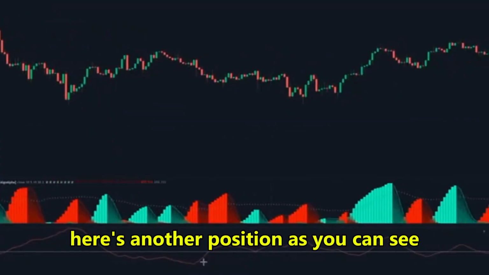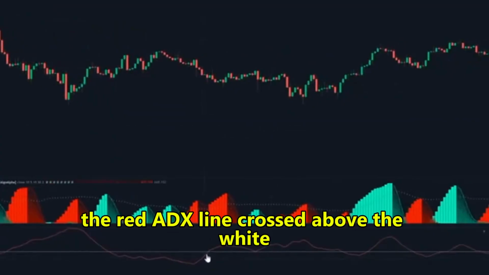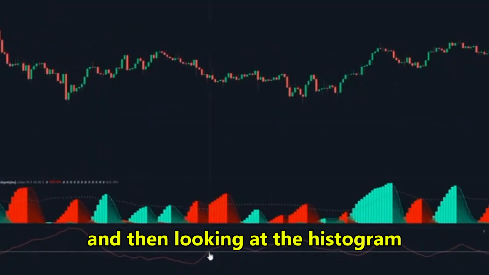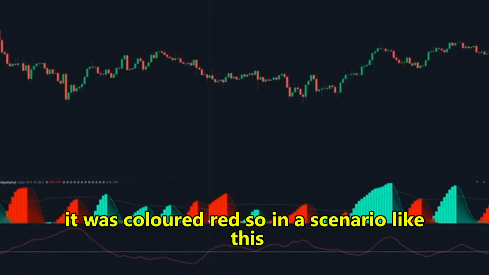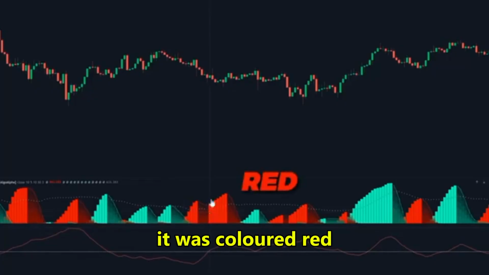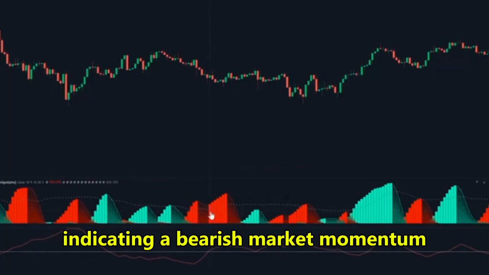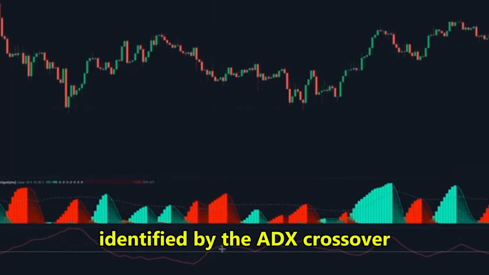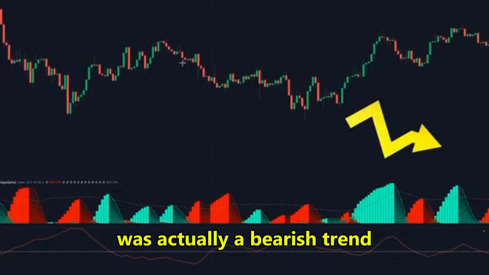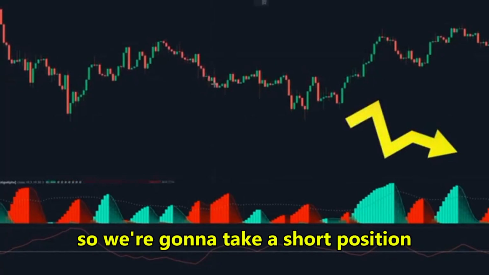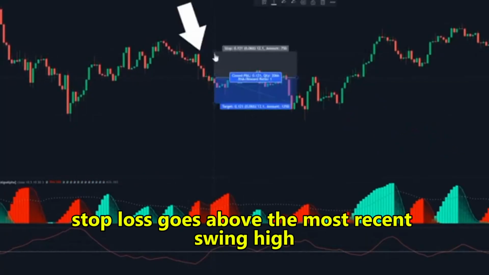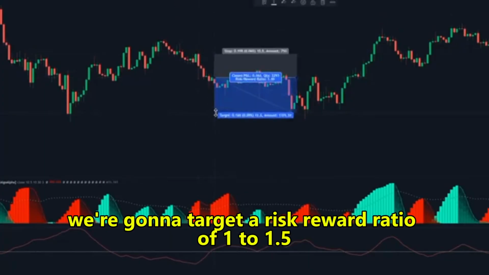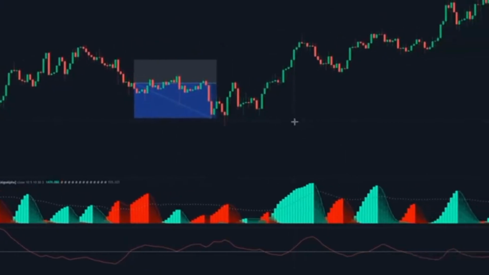Here's another position. As you can see, the red ADX line crossed above the white horizontal level, indicating a trending market. And then looking at the histogram, it was colored red. So in a scenario like this, it was colored red, indicating a bearish market momentum, which means the trending market identified by the ADX crossover was actually a bearish trend. So we're gonna take a short position. Stop loss goes above the most recent swing high. For the take profit, we're gonna target a risk-reward ratio of 1:1.5.